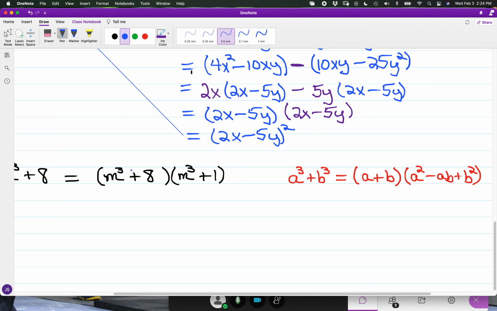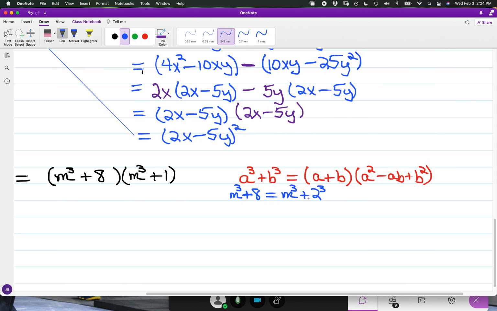And looking at what we have with m to the 3rd plus 8. Now we already have m to the 3rd to be the cube of m, and 8 is a perfect cube, and that is going to be the cube of 2. So for m to the 3rd plus 8, we have m to the 3rd plus 2 to the 3rd. So you can envision a as being represented by m and b represented by 2. So with a plus b, we're going to have m plus 2.